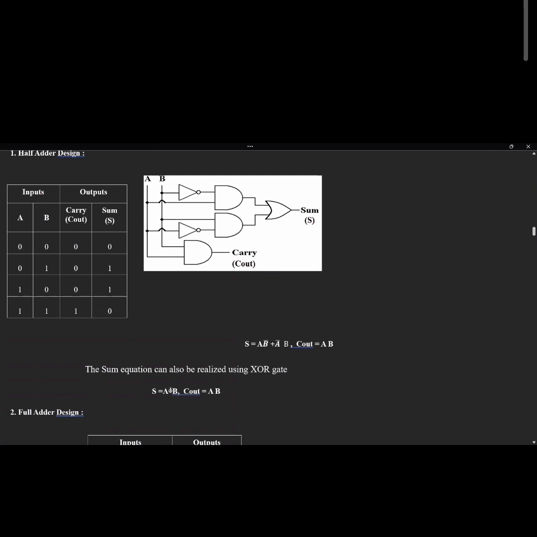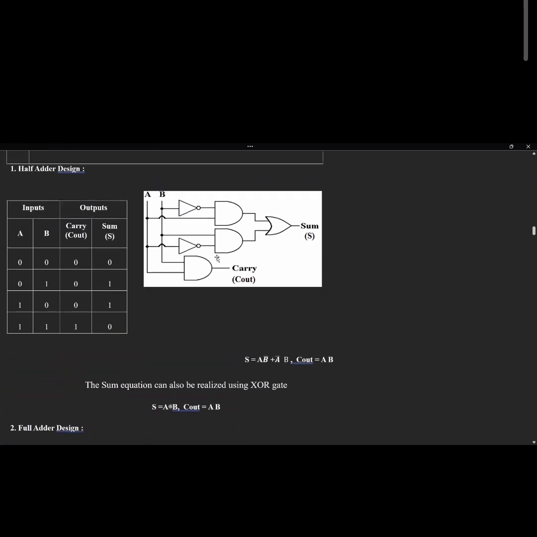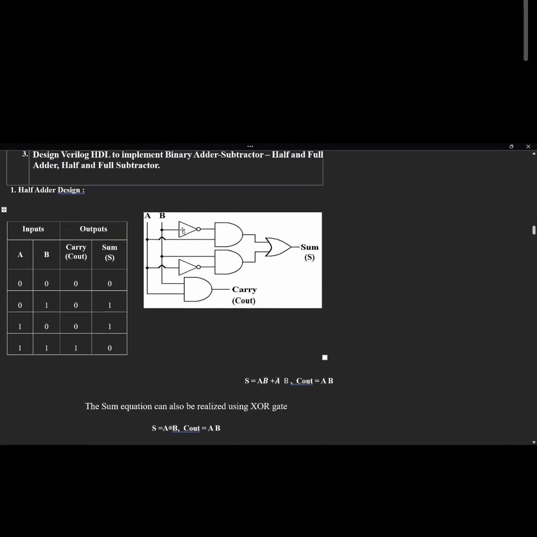This is the symbol of the XOR gate. Here A, B are the inputs, and we have to draw the diagram for these expressions. Sum is equal to A B' plus A' B. Complement means we have to use a NOT gate: A B' is one AND gate, A' B is another AND gate. The outputs of these AND gates are the inputs to the OR gate, and this is the sum expression. Carry out means A B, that is a single AND gate.